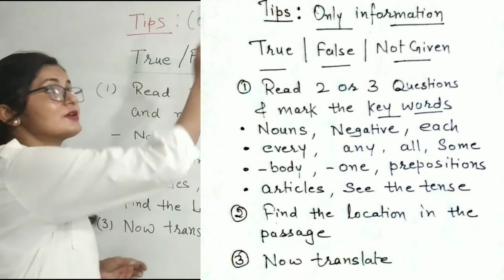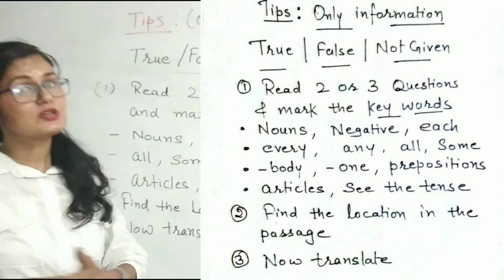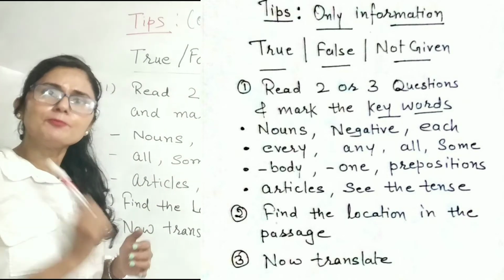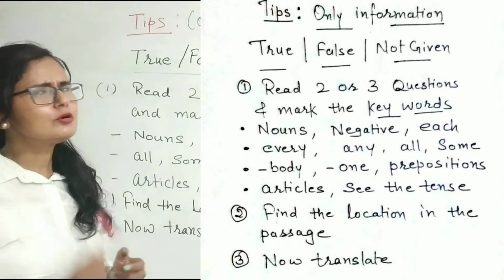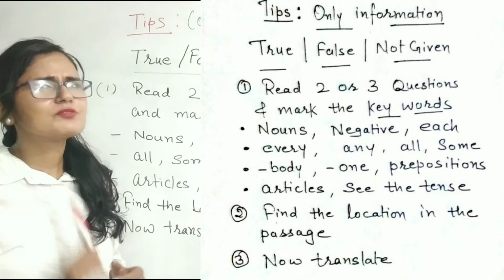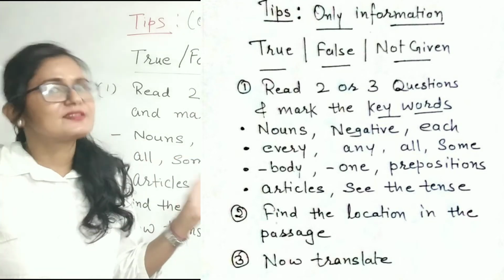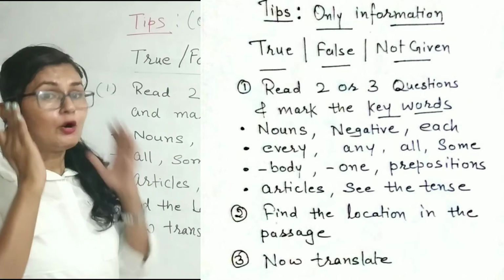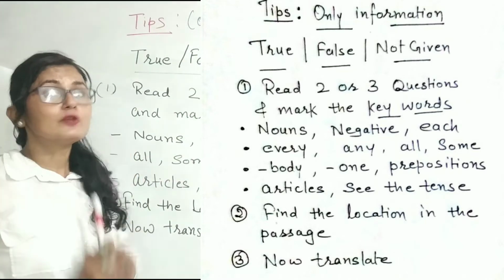True, false, not given means if the information given in the question matches the information given in the passage, then the question is true. If it is opposite, then false. And if something is missing, in a general sense I am saying, then it is not given. Now, what are the tips for true, false, not given?